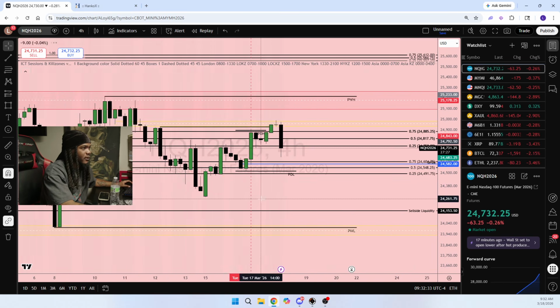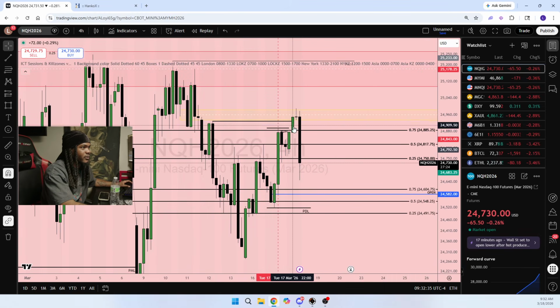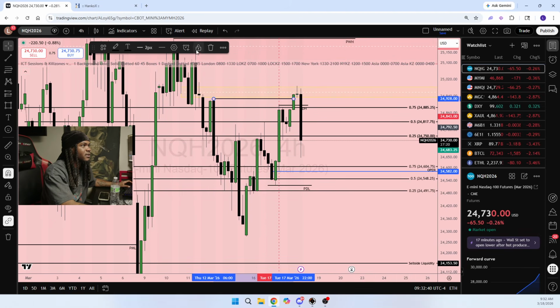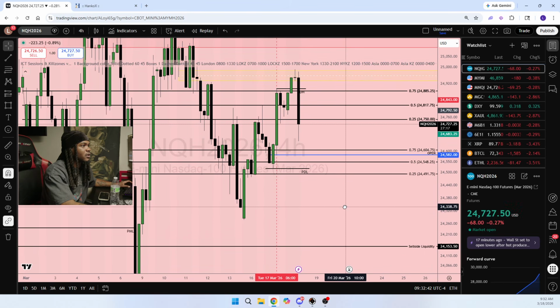But let's go down to the 4-hour. We go down to the 4-hour right quick. I'm gonna just clean up these lines just so I can make sure I'm seeing everything I need to see. This line right here can actually get removed.